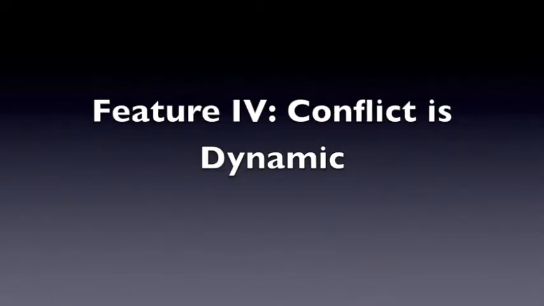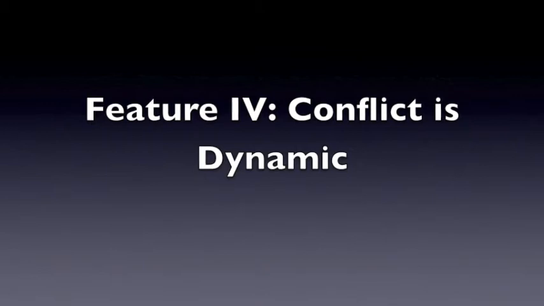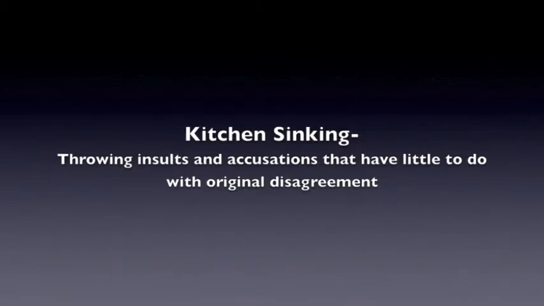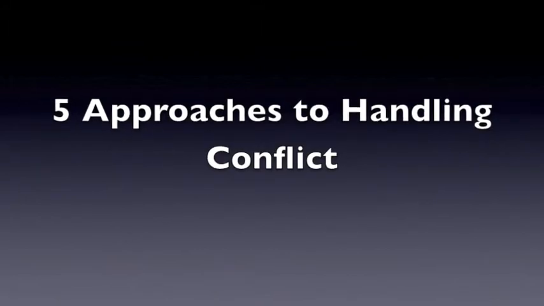The final feature of conflict is that it is dynamic. Conflict is ever-changing and unpredictable. Every choice each person makes changes the way the other responds. If Larry would have been polite, for example, the two could have worked together to find the pants. But instead, Larry uses what is called kitchen sinking, insulting the worker and continuing the conflict. This brings me to the five approaches of handling conflicts.